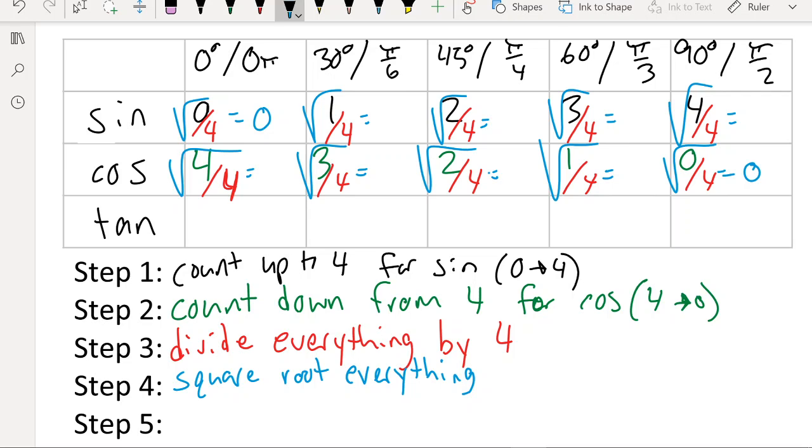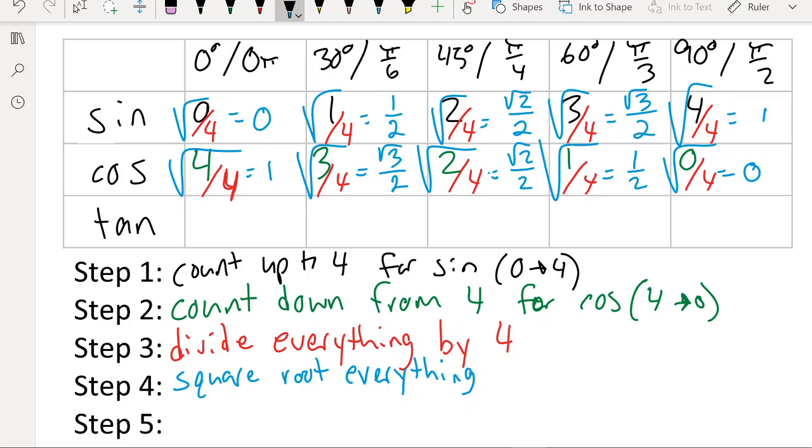So 1/4. There's not really a way to simplify 1/4, but the square root of 1 is 1, and the square root of 4 is 2. So that's 1/2, which means that's 1/2. The square root of 2 over 4, that doesn't simplify that much. The square root of 2 is just the square root of 2. And then the square root of 4 is 2. So that's what that simplifies to there. The square root of 3 also doesn't simplify, but the square root of 4 does. It simplifies to 2. So there we go for that one. And then 4 over 4 is just 1, and the square root of 1 is 1. So that's just 1. And there we go.